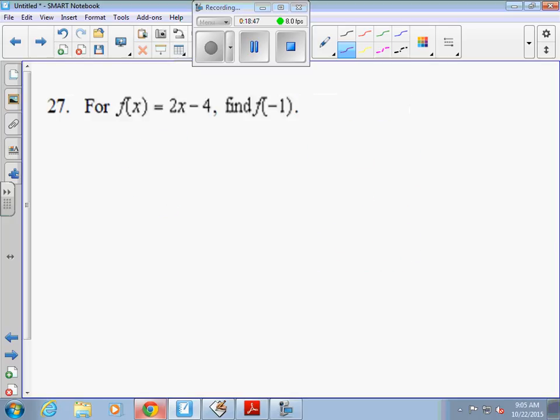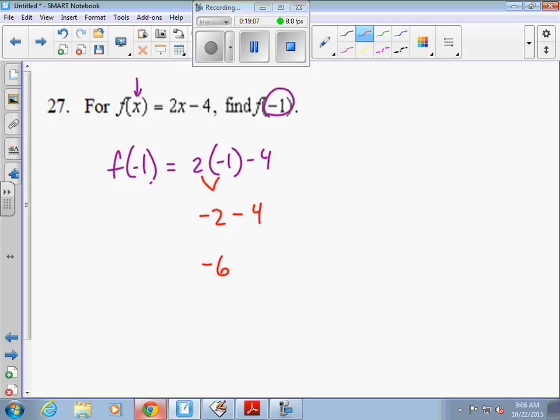27 says f of x equals 2x minus 4. Find f of negative 1. That just means in place of x, we're subbing in negative 1. So f of negative 1 equals 2 times negative 1 minus 4. Order of operations says do 2 times negative 1 first, negative 2 minus 4. Negative 2 minus 4 is negative 6. So f of negative 1 equals negative 6.